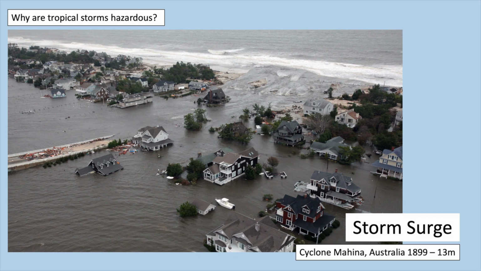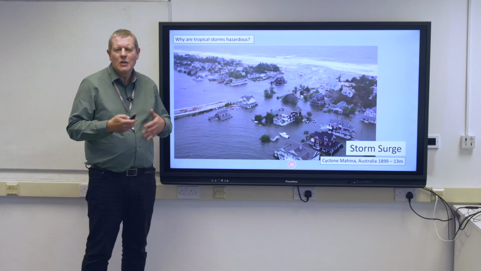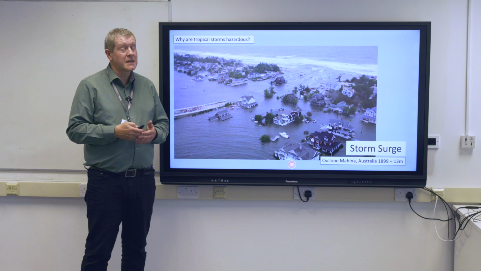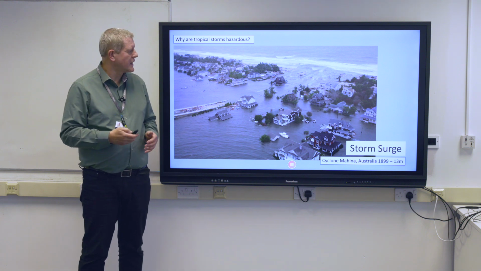The third major event we can have from tropical storms is a storm surge. A storm surge is when the sea bulges upwards and pushes on shore and creates a much, much higher tide than normal. The record for one of these is over 13 metres in Australia. Normally they get to about 2 to 5 metres above sea level with a bad hurricane.